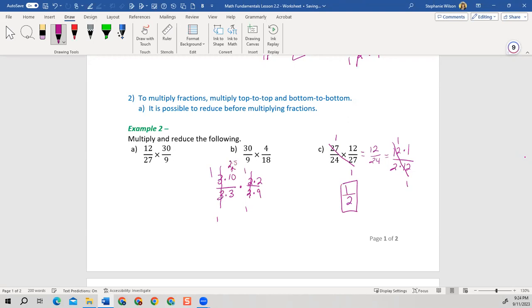10 is 2 times 5, right? And there are no 2's or 5's in the denominator. If you look at the denominator, it's all 3's, and there's no product of 3 in the numerator. So we are done. So now I have 1 times that 10 times 2 all over 3 times 9. So 10 times 2 is 20, and 3 times 9 is 27. And this is in its simplest form.